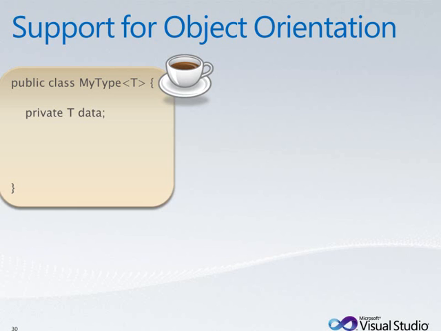Additionally, Java only currently supports reference types as type parameters. You cannot use int as a type parameter, for example. Some of these issues may be addressed in Java 8.